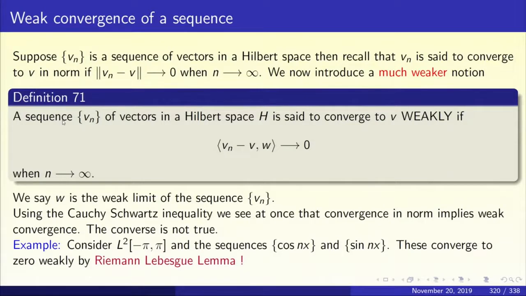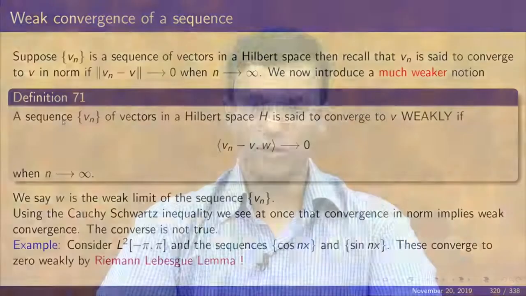This concept is much weaker than norm convergence. We say that V is the weak limit of the sequence Vn. Now, using the Cauchy-Schwarz inequality, one can directly check that convergence in norm implies weak convergence. If Vn converges to V in norm, you can deduce that Vn converges to V weakly. Simply apply the Cauchy-Schwarz inequality. The converse is not true. A sequence can converge weakly and it may not converge in norm.